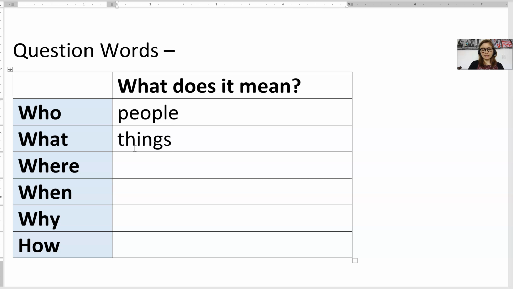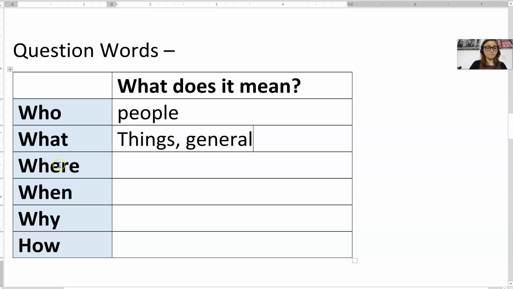All right, what is very general. So it is for things or just a general question. So for example, I have a cup. What is that? It's a cup, right? It's a thing. Okay, or if I ask you, what are you doing? It's a very general question. It means, what is your activity? Tell me anything you're doing.